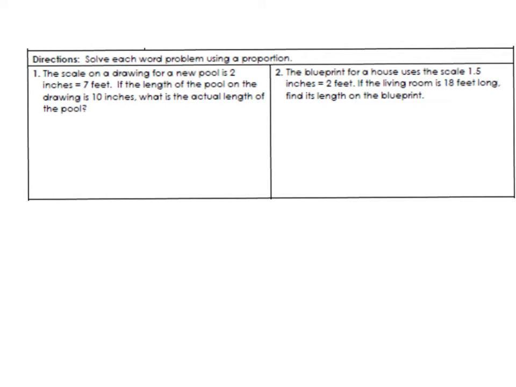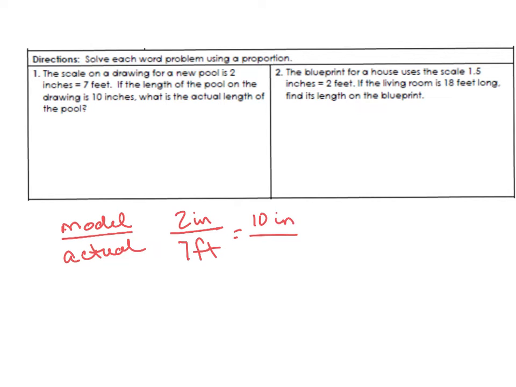So we have two problems here. The scale of a drawing for a new pool is 2 inches to 7 feet. So again, we have the model up on top and the actual down on the bottom. I'm going to keep the labels in the proportion so that we remember what they are. If the length of the pool on the drawing is 10 inches, so it's the model, it goes up on top. What is the actual length of the pool? And that's the piece we need to find.